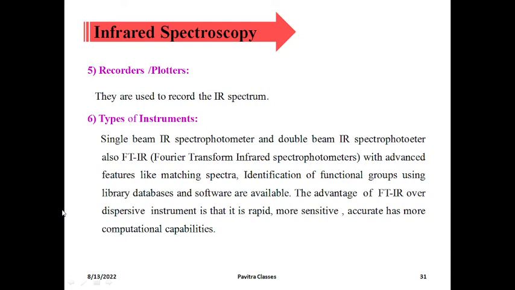With matching spectra, you can match the spectrum of an unknown compound with known characteristic peaks, and identify the functional groups using library databases. The FTIR machine has a library database for particular regions, and software is also available in the FTIR. So you can match very easily with the FTIR machine. It is a very advanced machine, the Fourier transform infrared spectrophotometer.